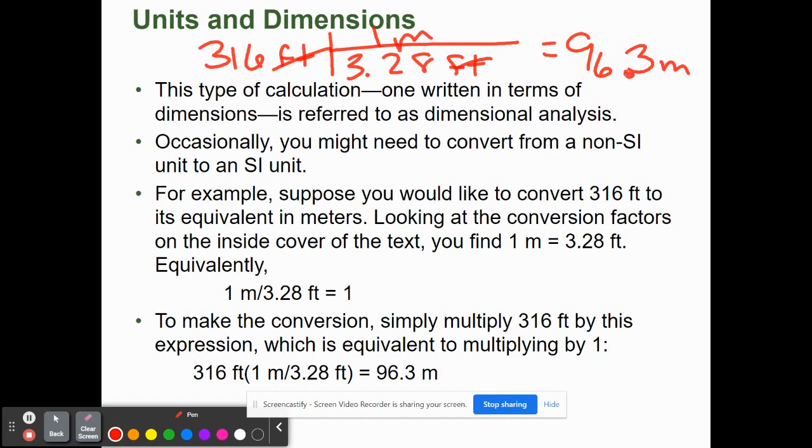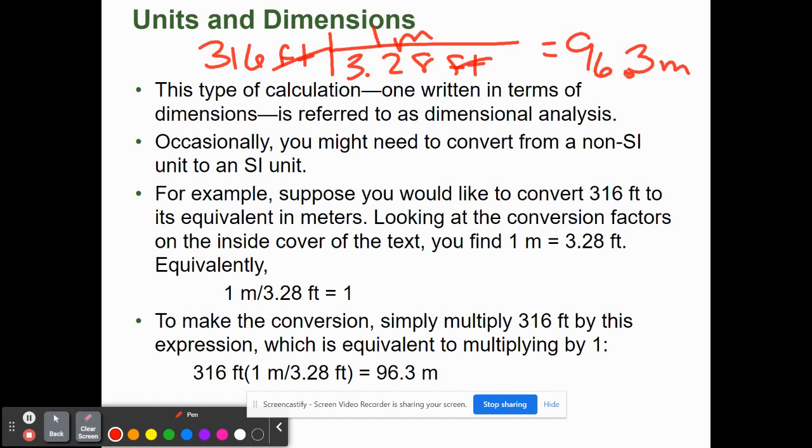We do not really count conversions when we're doing these. Well, actually, I take that back. That's incorrect. If it's a conversion between SI units and non-SI units, like meters and feet, we do need to count significant figures in that measurement because that's an estimate. There are not exactly 3.28 feet in a meter. So how many significant figures would be in 3.28? 3. So how many significant figures should be in my answer? 3. Which is why we rounded to 96.3.